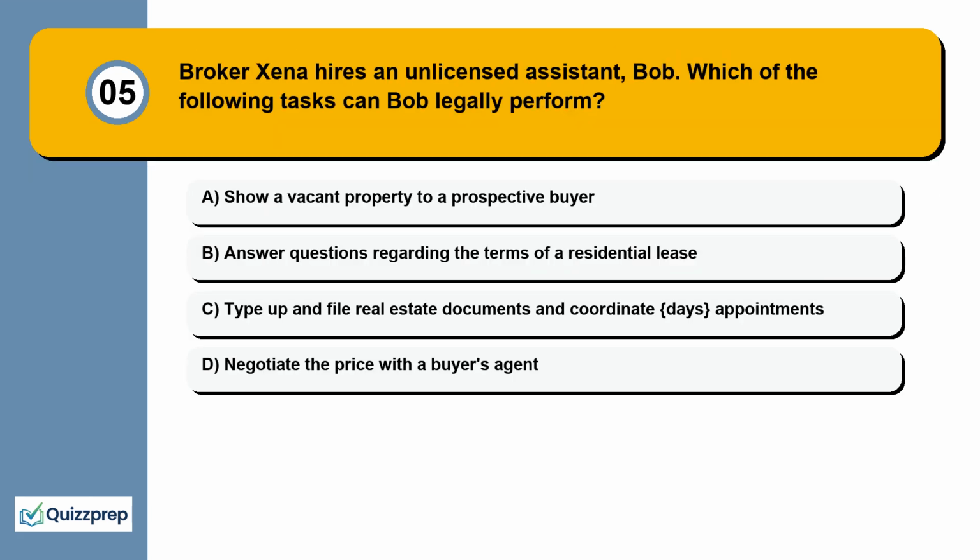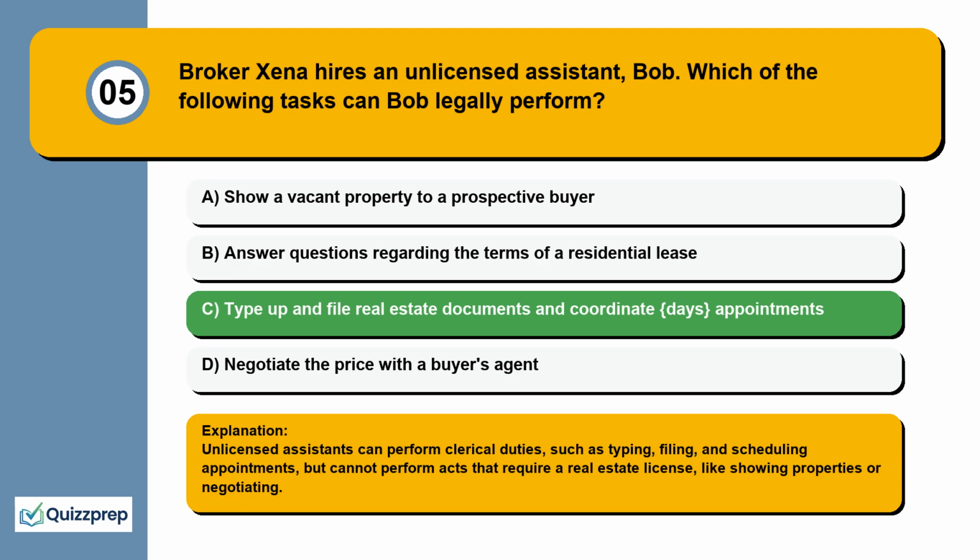Question 5. Broker Zena hires an unlicensed assistant, Bob. Which of the following tasks can Bob legally perform? Show a vacant property to a prospective buyer. Answer questions regarding the terms of a residential lease. Type up and file real estate documents and coordinate appointments. Negotiate the price with a buyer's agent. Unlicensed assistants can perform clerical duties, such as typing, filing, and scheduling appointments, but cannot perform acts that require a real estate license, like showing properties or negotiating.